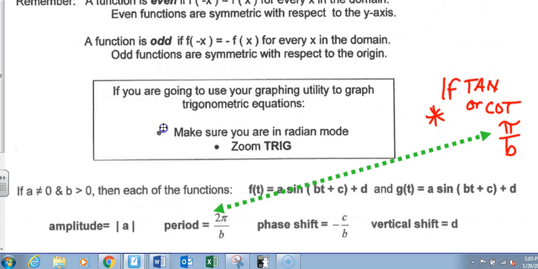On tonight's homework, there are a couple questions that you have to use the calculator for, and I'll talk about that at the very end of class, but it says make sure you're in radian mode and you use Zoom Trig.